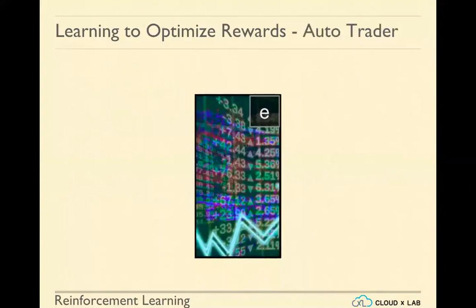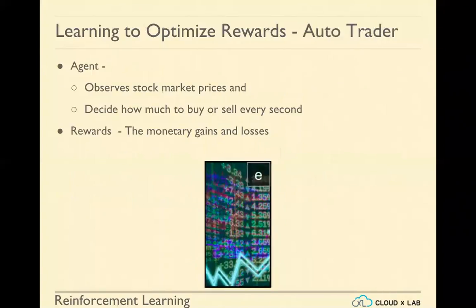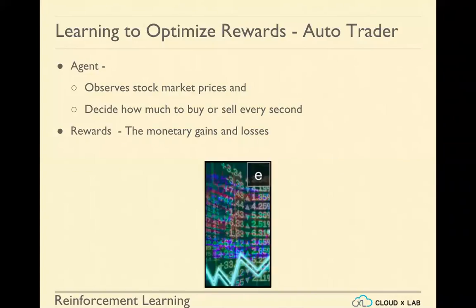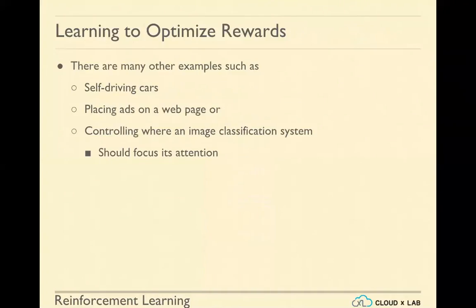There could be an auto trader which will trade in the stock market, and it observes the stock market prices and decides how to buy or sell every second. The rewards are very straightforward in this case. These rewards are basically the monetary gains and losses. There are many examples such as self-driving cars, placing ads on a web page, or controlling where an image classification system should focus its attention. So there are many applications where reinforcement learning is used very often.